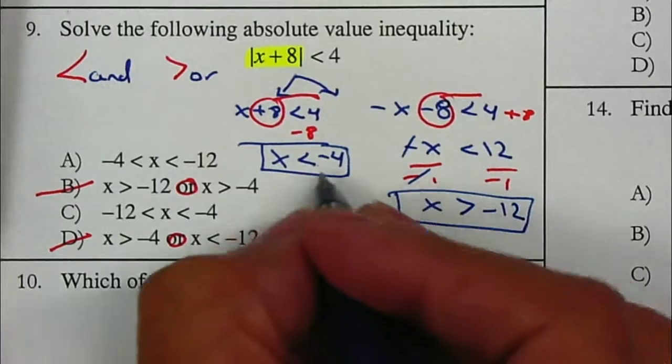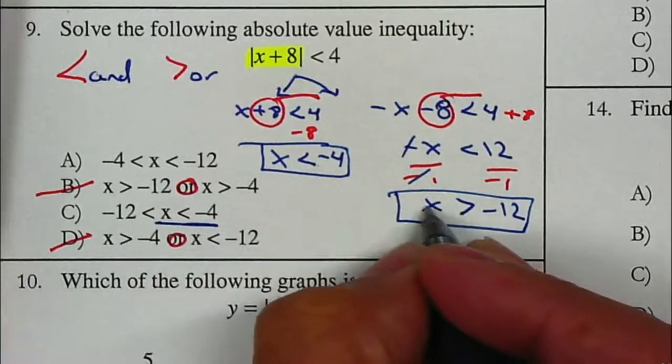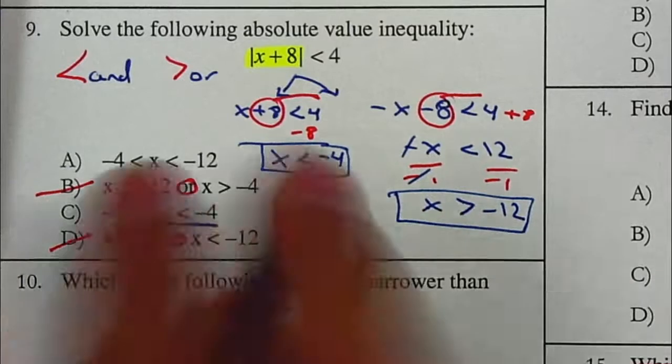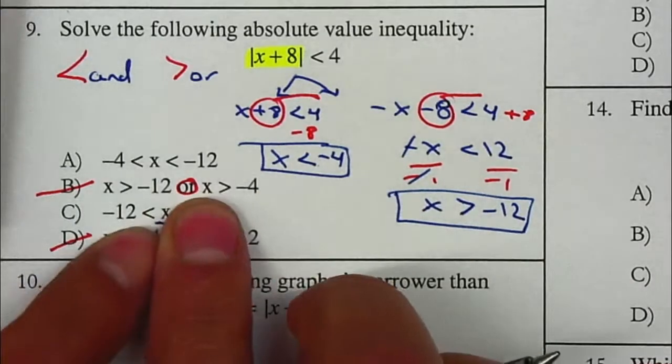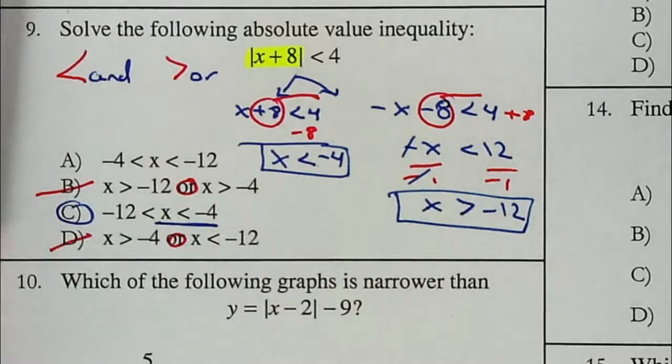In this case, x is less than negative 4. It's right here. And on this one, you have to read x is greater than negative 12, but you have to read it backwards, because the x is on the right hand side. X is greater than negative 12. So therefore your answer is letter C.